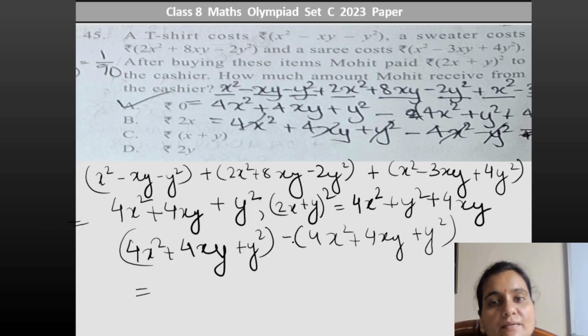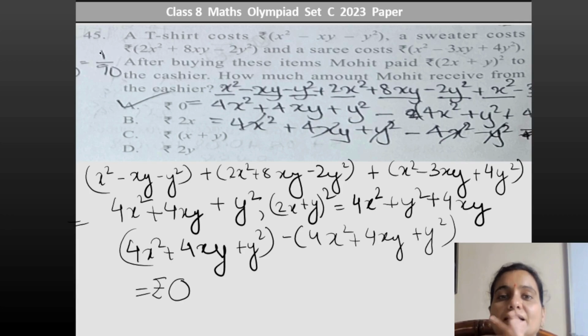Similarly, plus y square, minus here and inside it is plus. If there are different signs inside and outside the bracket, we get minus. So y square minus y square is also 0. So the amount that he is going to receive is nothing. He has paid exactly the same amount as is required for the three things that he bought. So option A, rupees 0, is correct for question number 45.